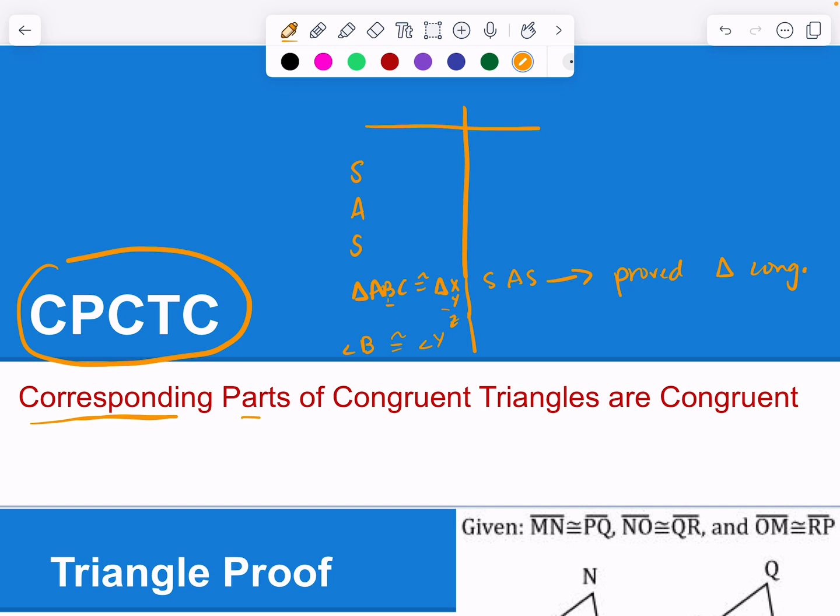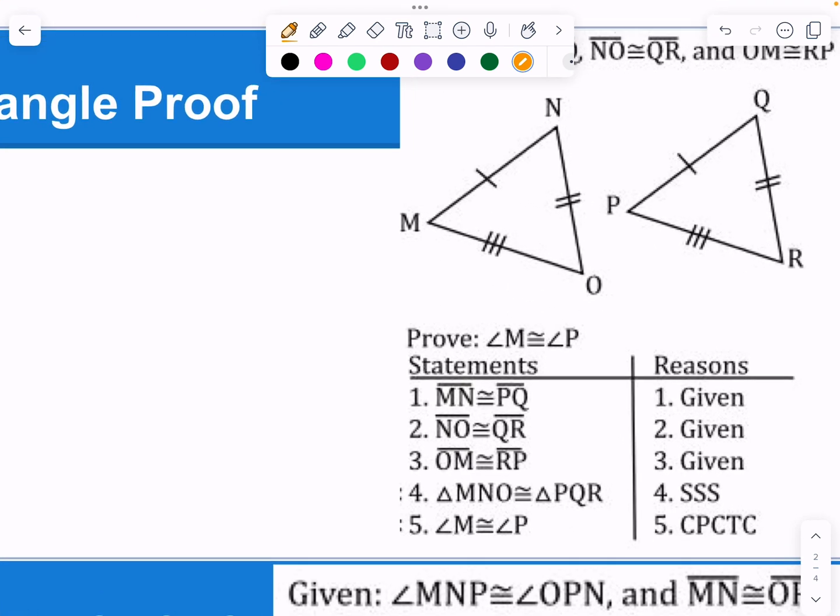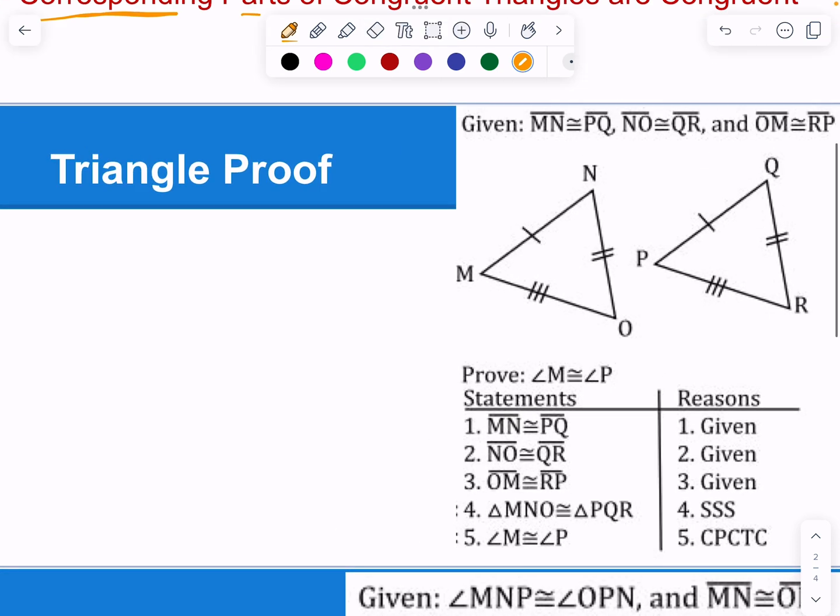So how we're able to say that is once you've done all of the congruency work that we've been working on in this standard, once you finish that and you say they're congruent, you can list any other part of this triangle that is congruent and say CPCTC. The corresponding part of this congruent triangle is also congruent. That's what that means. So these are pretty basic proofs here, but this is essentially what it'll look like, right?